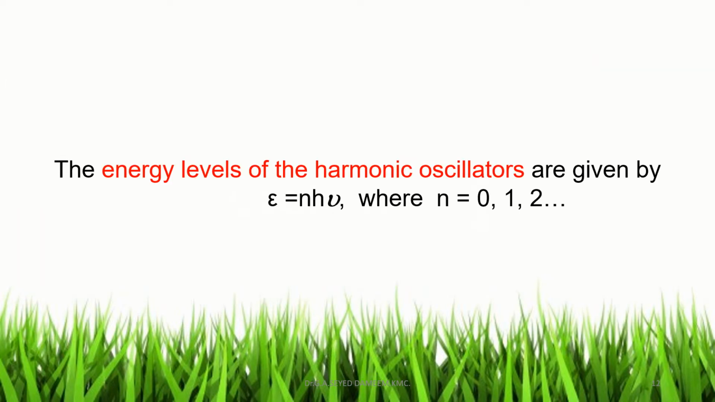Even though an atom is considered a three-dimensional simple harmonic oscillator, first it is considered one-dimensional, and later a correction is applied for three dimensions. Now the energy levels of the harmonic oscillators are given by epsilon equal to n h nu, where n is equal to 0, 1, 2, 3, etc. And this is the equation from quantum mechanics.